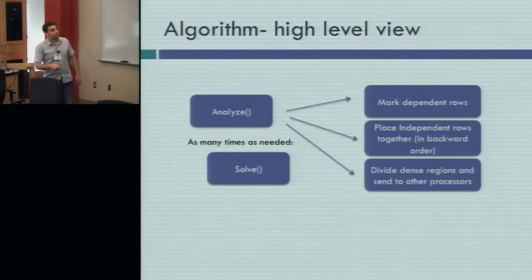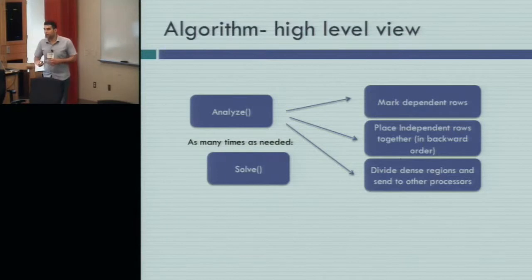First, we mark the dependent rows. A row is dependent on one processor if it has some element on the left, which makes it directly dependent on other processors, or it depends on another dependent local row. This can be determined in one single scan of the rows. Then we place the independent rows together to have efficient sequential execution.